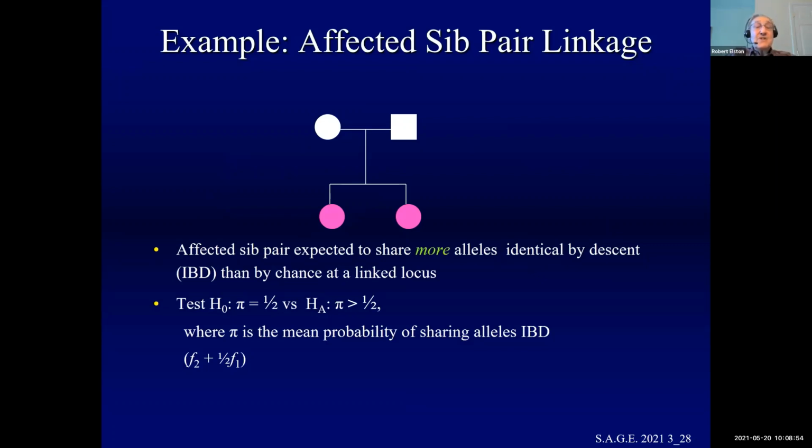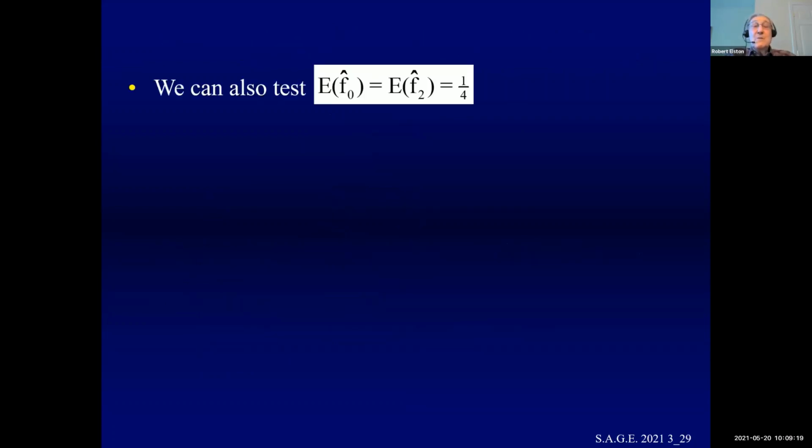So the null hypothesis you test is the mean sharing 1/2 versus is it greater than 1/2? And that mean sharing, the probability of sharing alleles identical by descent, is the probability they share 2 alleles identical by descent plus half the probability they share 1 allele identical by descent. So we can also test whether the estimated probability they share 0 and the estimated probability they share 2 is equal to 1/4.